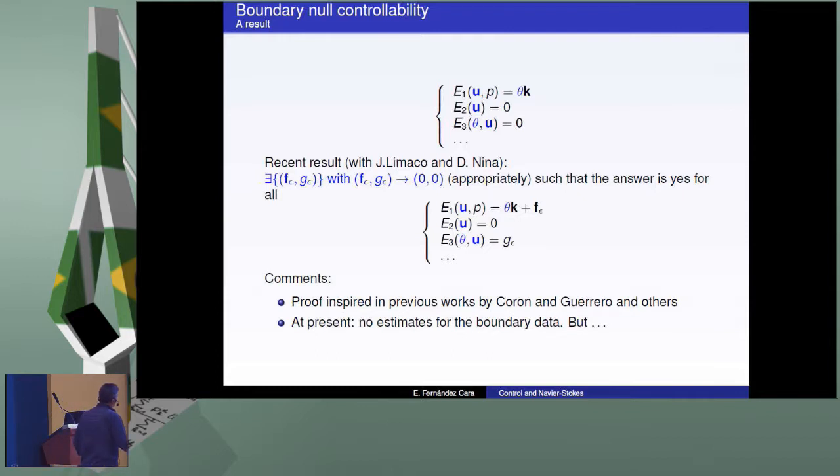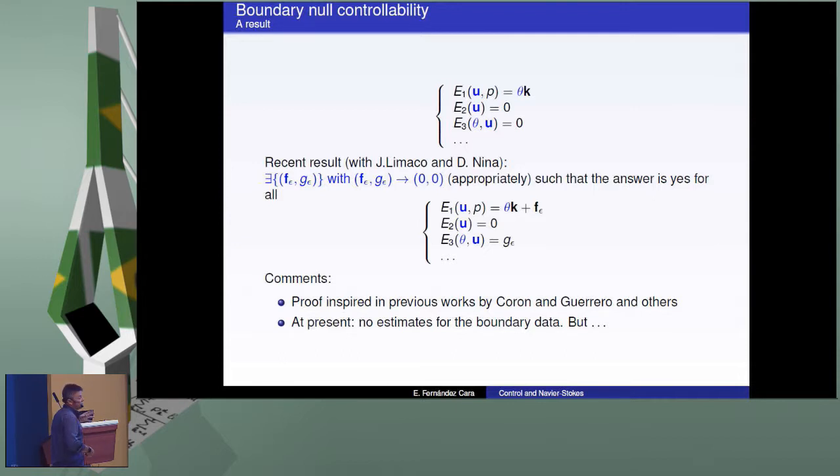So, I'm going to finish with two comments. The first comment is that the proof is inspired by some previous works from Jean-Michel Coron and also from Guerrero and Manuel Puel, in which the idea is to linearize the solution, but not linearize at zero, but linearize along a well-chosen trajectory and take profit of the results that are already known for linear problems and apply them in this context.